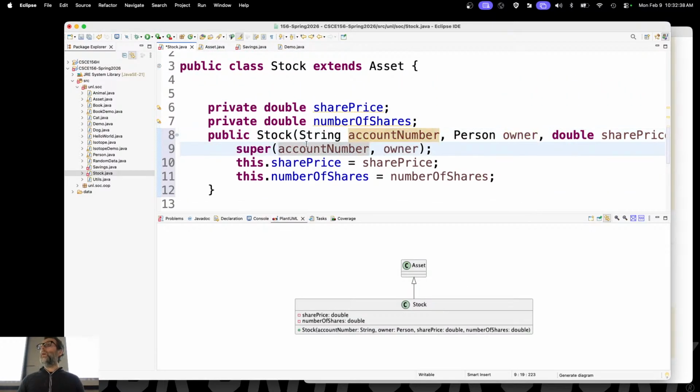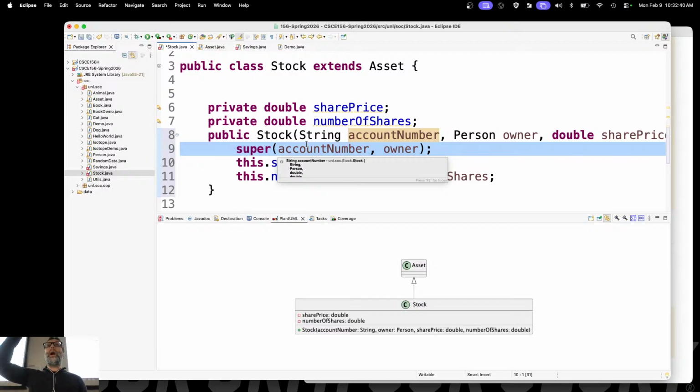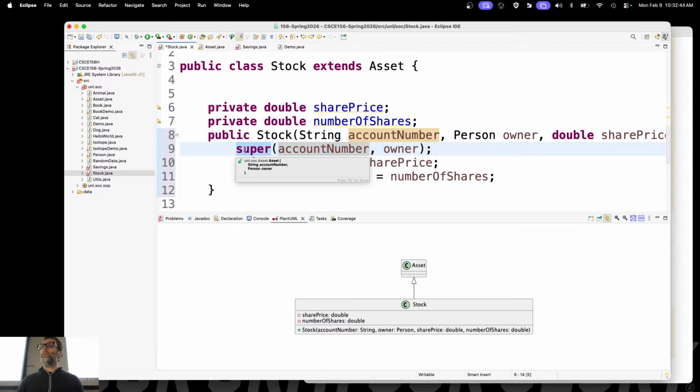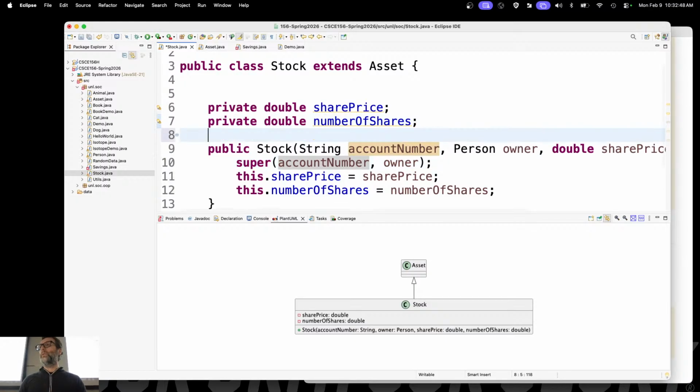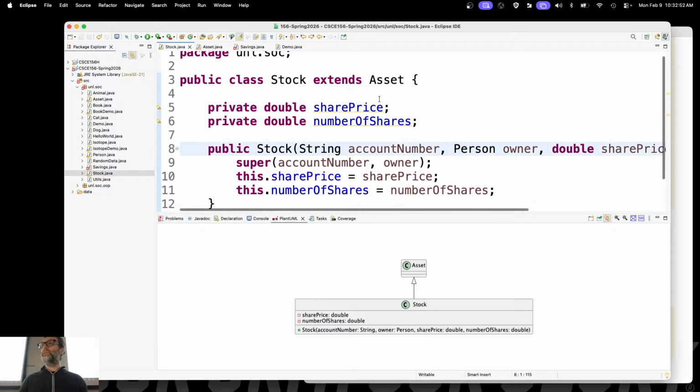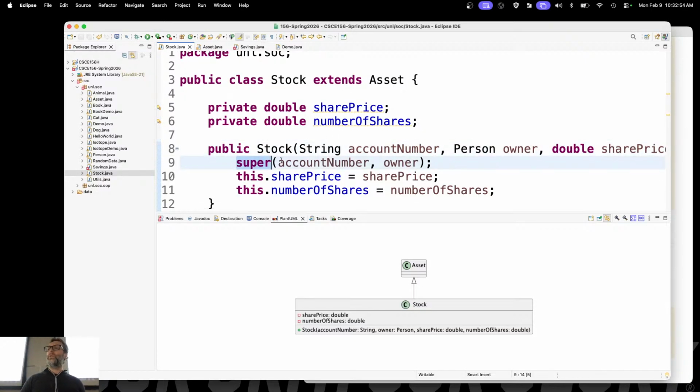Now, what do we do with those? We end up calling the superclass's constructor. That's what this super keyword is doing here. And we might have seen that before when we automatically generated constructors, and we thought, what the heck is that? Well, now we know what it is. You're calling the superclass's constructor and passing on the account number and the owner so that you don't have to do it again here. Then we take the share price and the number of shares as well.